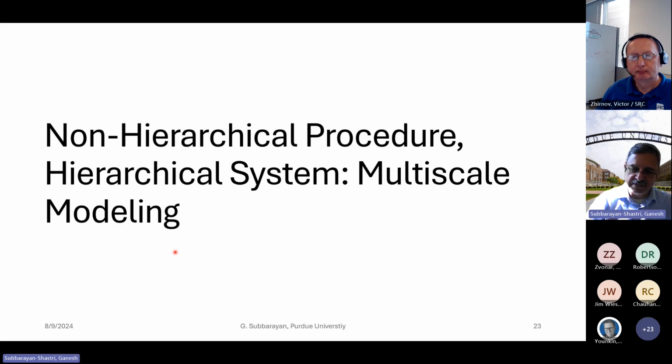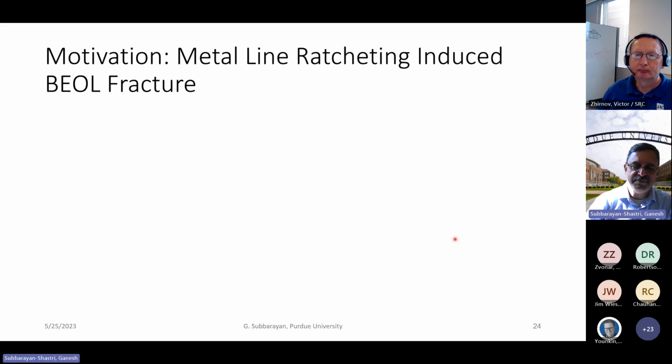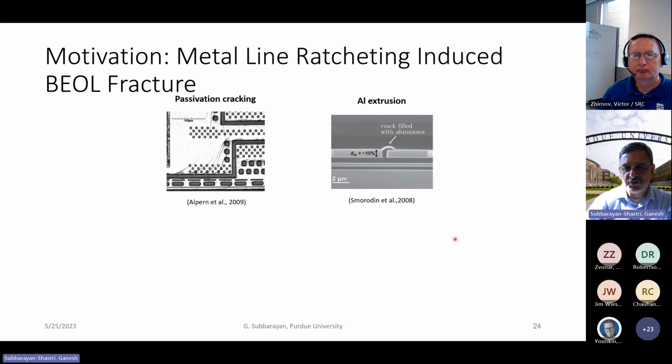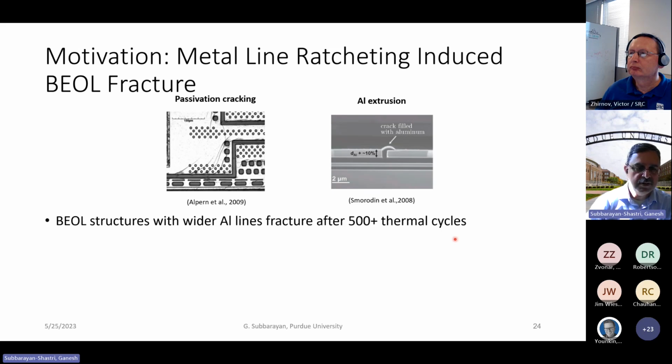And again, with the sort of hierarchical thinking that I described to you, here, for instance, I'm going to have a non-hierarchical procedure, but I have a hierarchical system. And that is what is going to underlie the multi-scale modeling procedure that I will describe. I'll motivate this with a physical problem. It actually was motivated by an example from one of the SRC member companies, and it was an SRC project. What I'm going to describe today, this last example, is an SRC project from some years ago. We have a structured aluminum line molded package, and some structures failed after 500 plus thermal cycles, not at time zero, but after 500 plus thermal cycles.